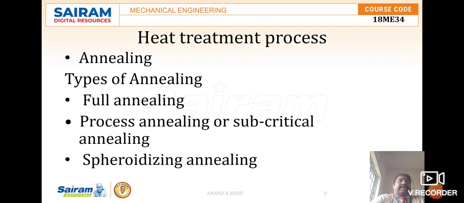Okay, these are all about why we should understand the annealing concept. There are different types of annealing: full annealing and process annealing. Process annealing we also call subcritical annealing. Spheroidized annealing is also there, that is, after the subcritical annealing, the spheroidizing annealing process. These are very important and are used in heat treatment processes.